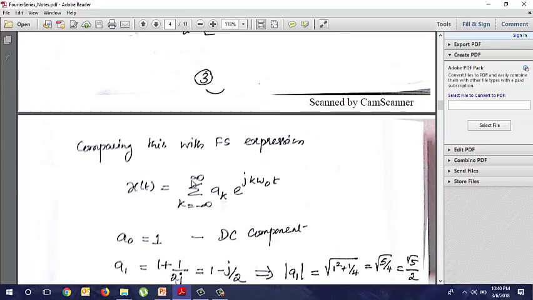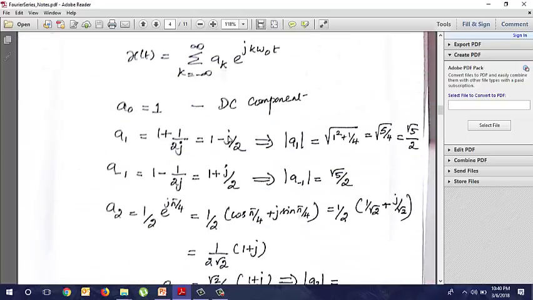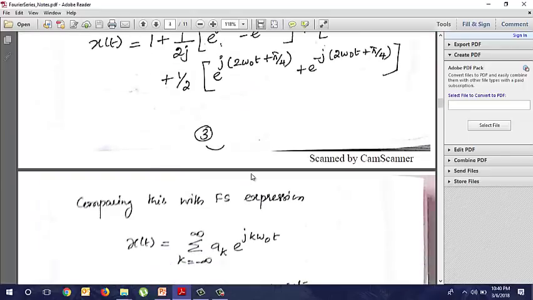Now without any exponential term, 1 is there, so that is a naught. So a naught is equal to 1, which is called the DC component, and then a1. So how will you identify a1?